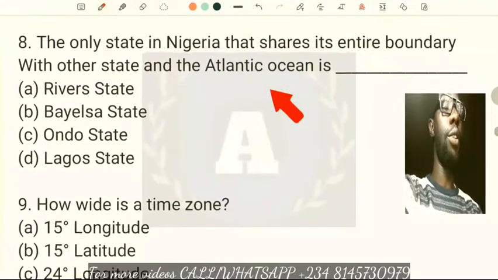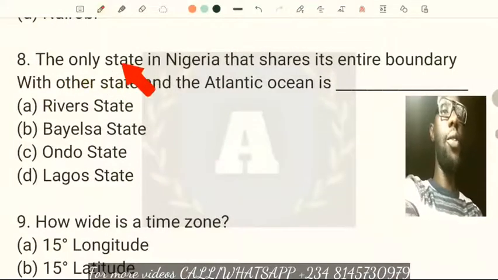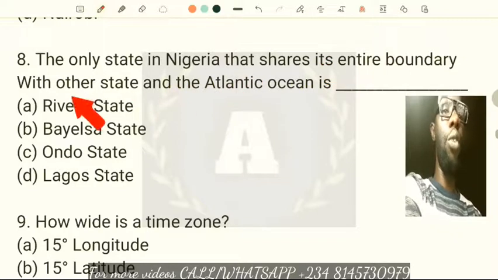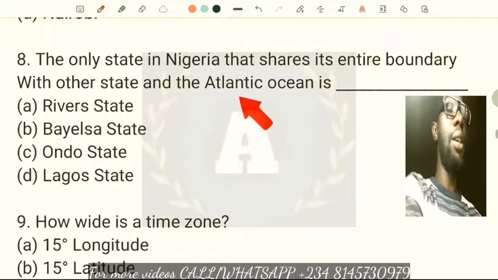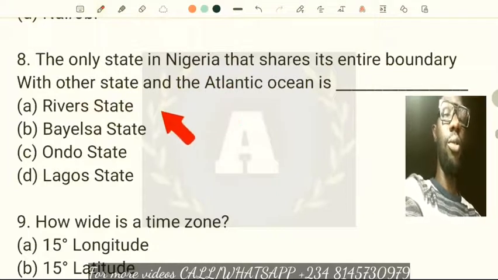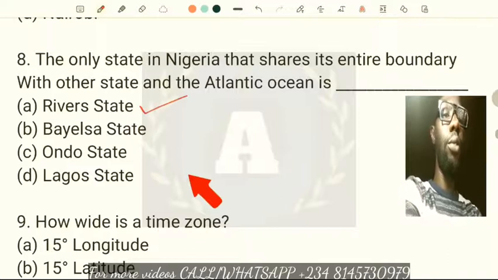Now the next question here says, the only state in Nigeria that shares its entire boundary with other states and the Atlantic Ocean. Okay, there's a kind of contention to this question as well. Some say the answer is Akwa Ibom. Some may say it is Rivers State. Because of the nature of the options we have here, then we go for Rivers State.